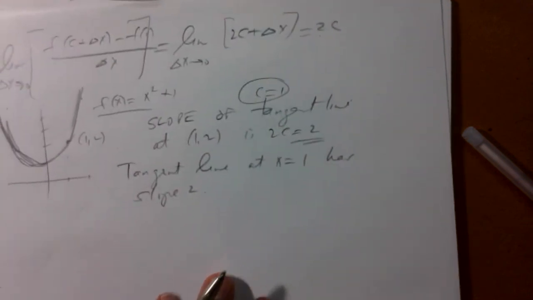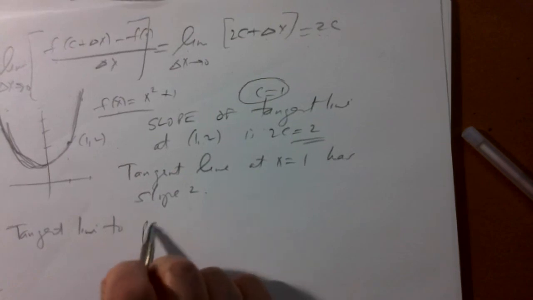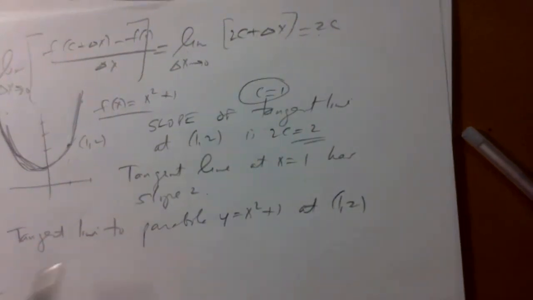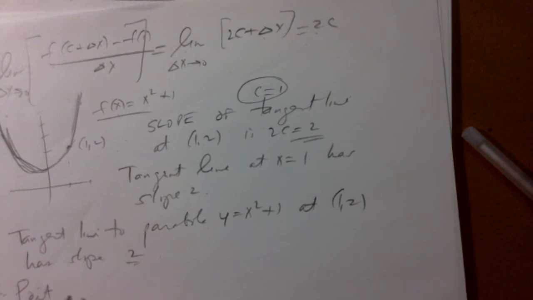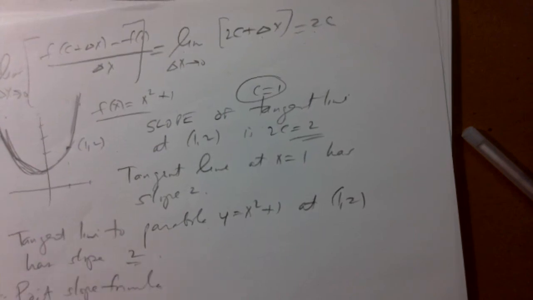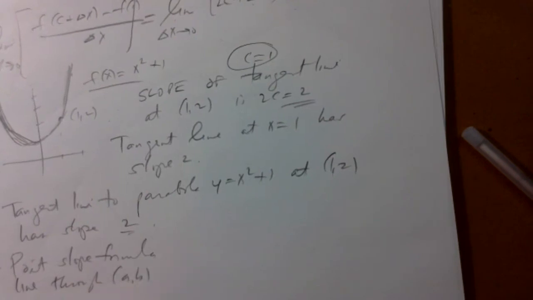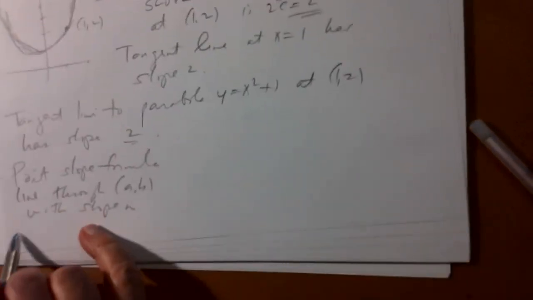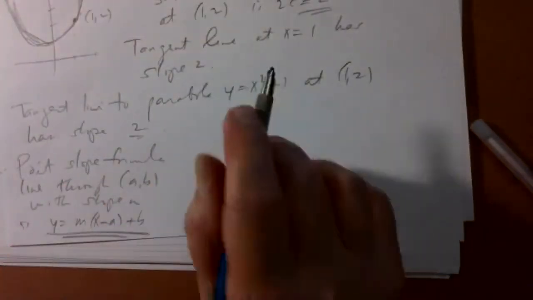So what can we say about the tangent line? The tangent line to the parabola y equals x squared plus 1 at the point (1, 2) has slope 2. What does the point slope formula say? The point slope formula says the line through a point (a, b) with slope m is y equals m times (x minus a) plus b. So this is the point slope formula, which you absolutely positively must know.